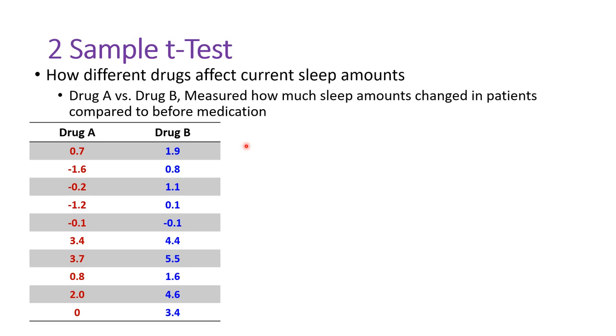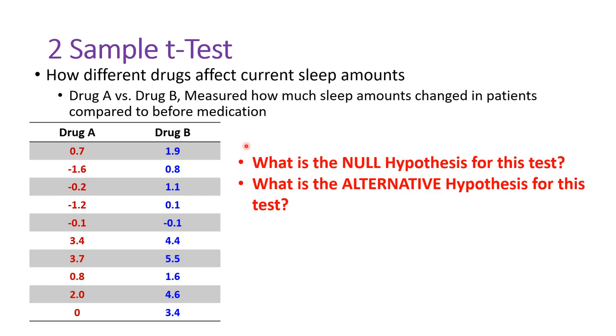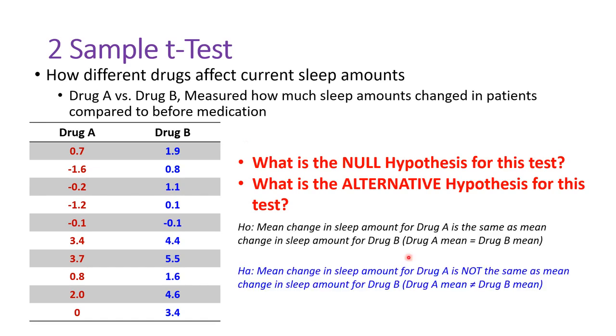And so this is a two-sample t-test, right? So what's the null hypothesis and what's the alternative hypothesis? Well, the null hypothesis here is that the mean change in sleep amount for drug A is the same as the mean change in sleep amount for drug B, or the drug A mean equals the drug B mean. The alternative is that those don't equal, right? The mean change in sleep amount for drug A is not the same as the mean change in sleep amount for drug B. Again, if we wanted to do a one-tailed t-test, we could say greater than or less than, but we're just asking if they're the same or different. So this will be a two-tailed t-test.